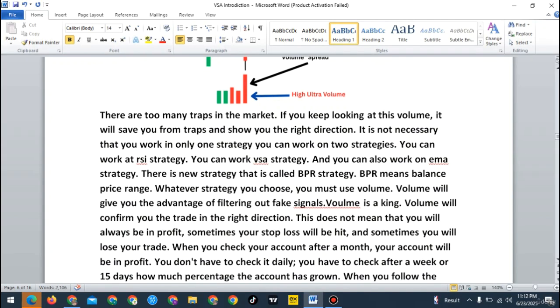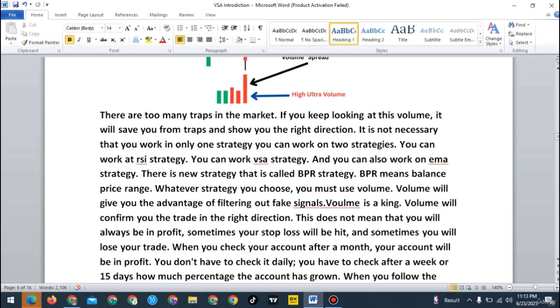There are too many traps in the market. If you keep looking at volume, it will save you from traps and show you the right direction. It is not necessary that you work on only one strategy. You can work on two strategies. You can work on the RSI strategy, the VSA strategy, or the EMA strategy.